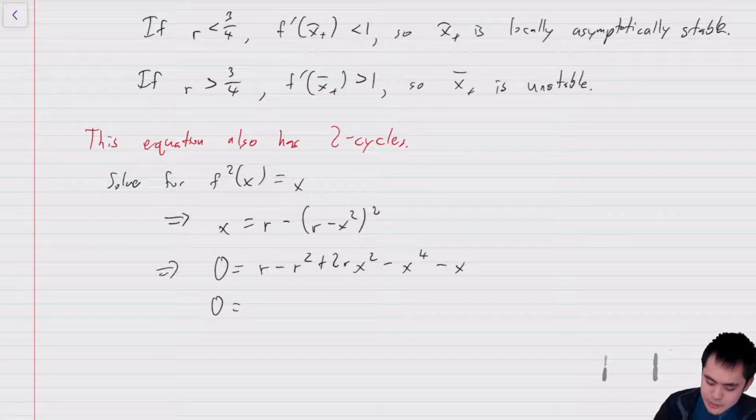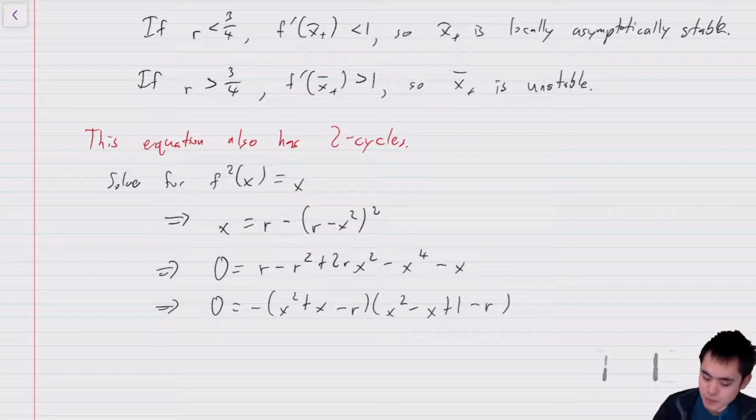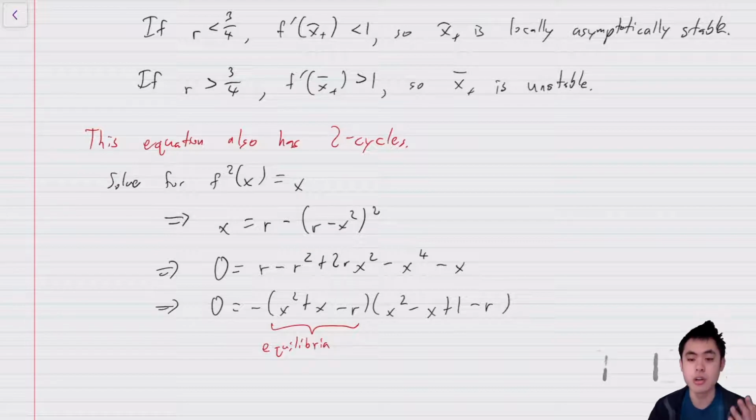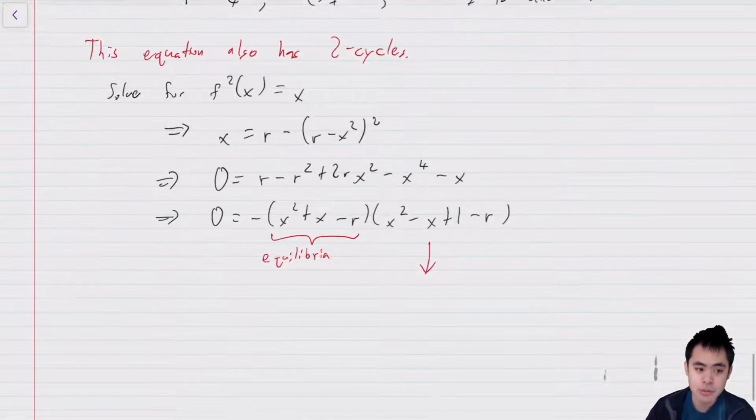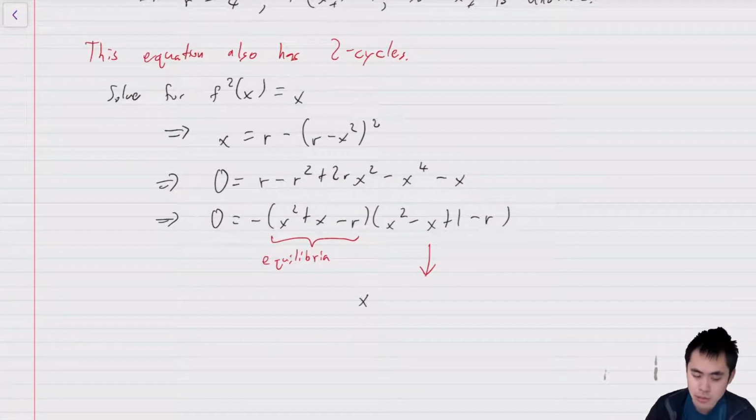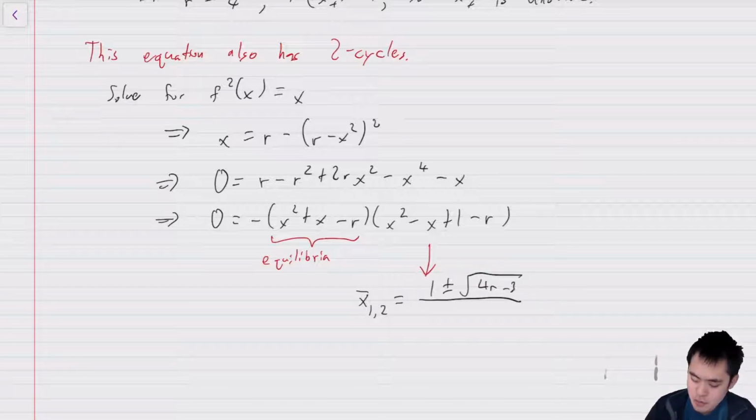That implies that 0 is equal to minus (x squared plus x minus r) times (x squared minus x plus 1 minus r). And the first factor gives just the equilibrium solutions, which are also obviously going to be invariant under applying f twice. But of course, they're not actually 2-cycles because they're just the equilibria. And so we only care about the second factor. And so we get one 2-cycle with 2 different periodic solutions. Again applying the quadratic formula, that's 1 plus or minus the square root of 4r minus 3, over 2. So these 2 solutions form a 2-cycle.